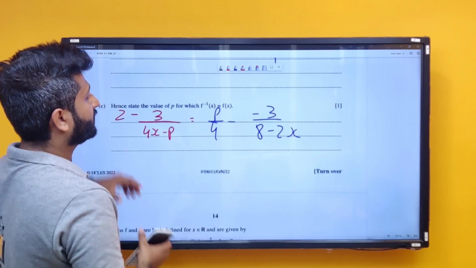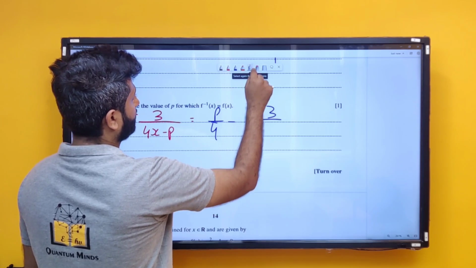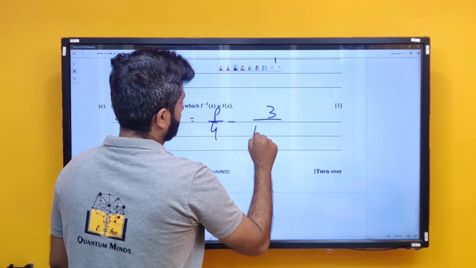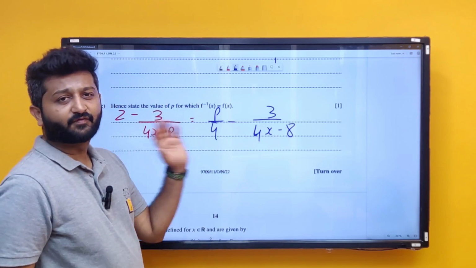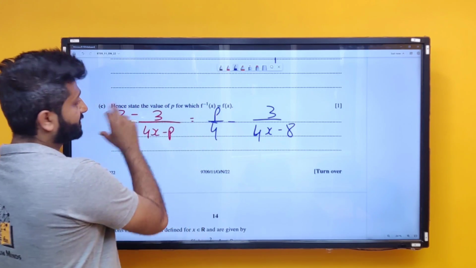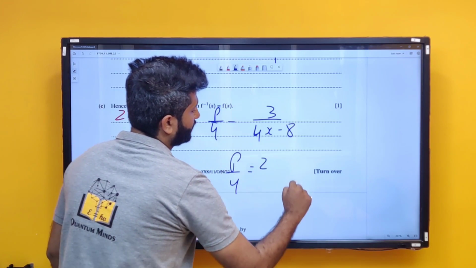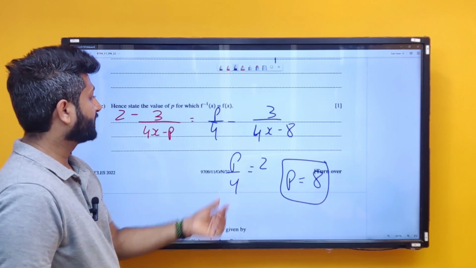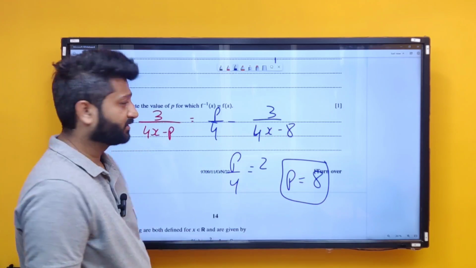So p by 4 minus 3 upon 4x minus 8. Now we can simply compare the coefficients. See, this is p by 4 and this is 2. So from here we can straight away say p by 4 equals 2, so p is equal to 8. Or you can say 4x minus 8 and this is 4x minus p, so p is equal to 8.